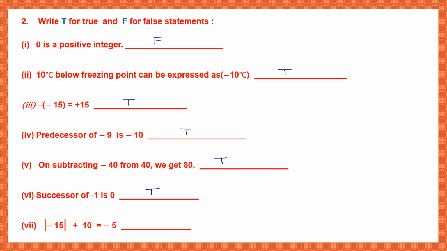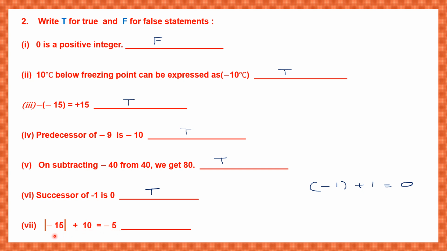Now if you want to check your answer, successor means you add 1. So negative 1 plus 1. Let's see how much that is. Here we have negative 1 and here we have positive 1. So negative 1 plus positive 1 is always 0. Whenever you have a negative of a number and a positive of the same number, when you add it up, you get 0.